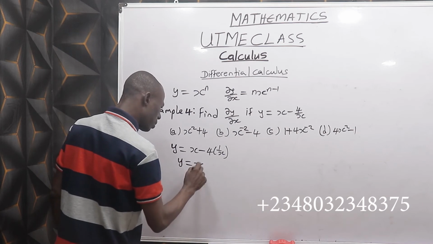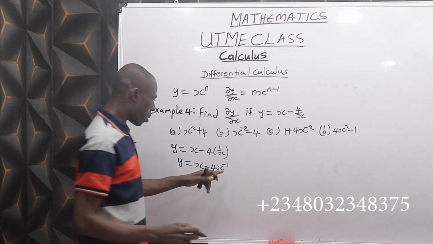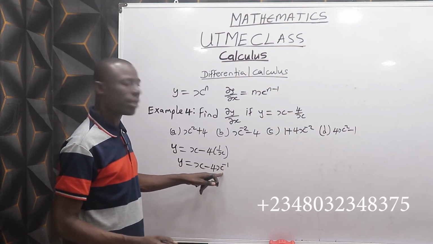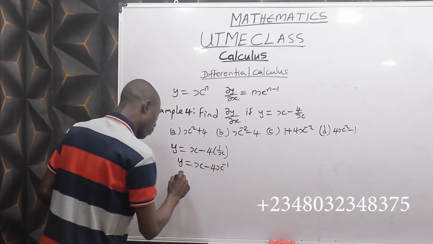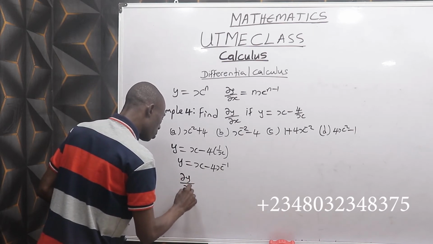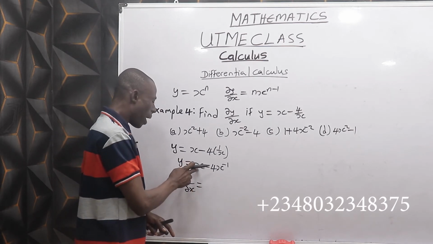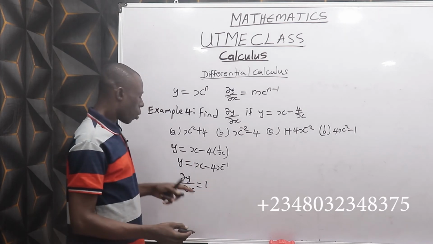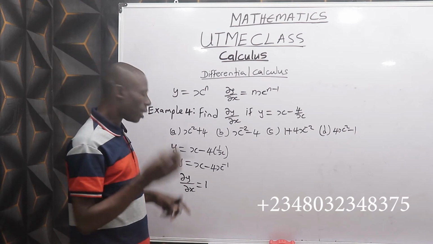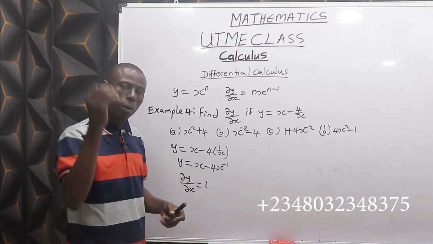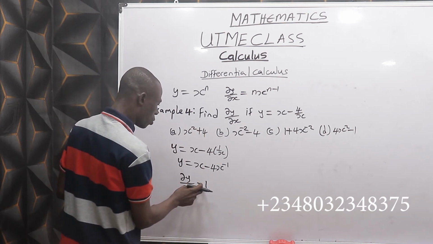So, this is still rewritten as minus 4x raised to power negative 1. Remember, I expressed 1 over x in index form. So, we have minus 4x raised to power minus 1. Therefore, dy/dx equals the derivative of x, which will be 1 because the coefficient of x is 1 and x is having power 1. The derivative of a variable with power 1 is the coefficient of that variable. So that is why it is 1.